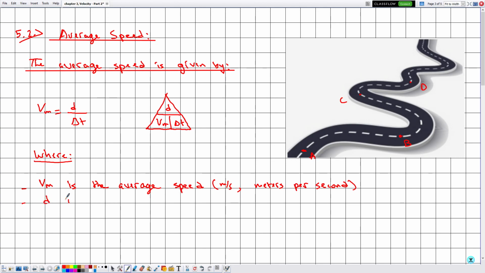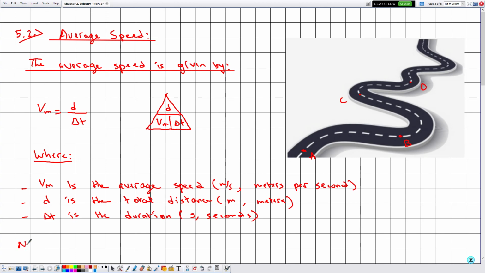d is the total distance, and the distance is given by meters. Its symbol is given by m, and we know that delta t is the duration. We know that the duration in the SI is given by seconds.